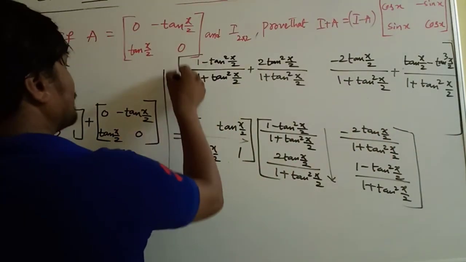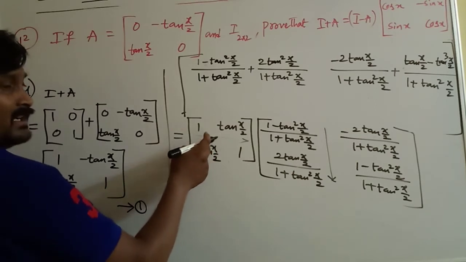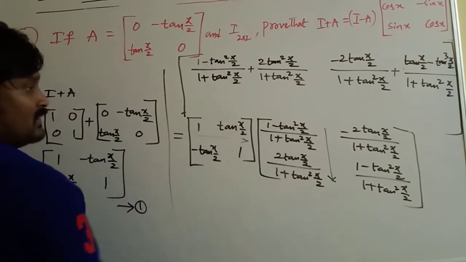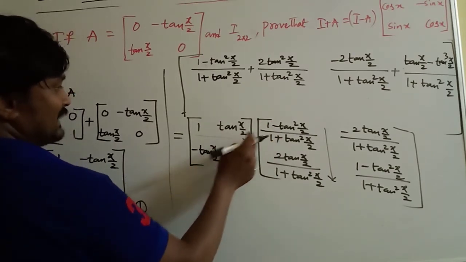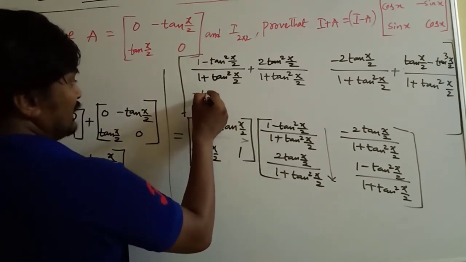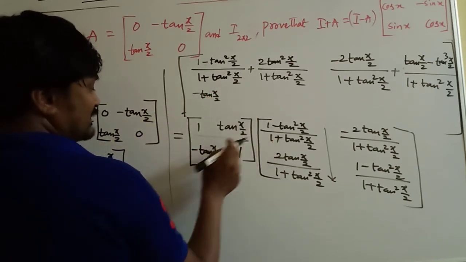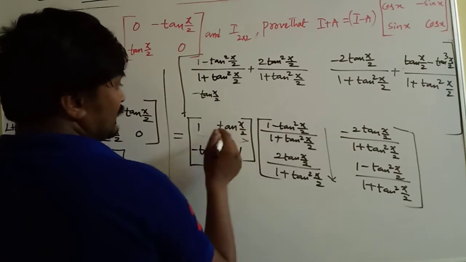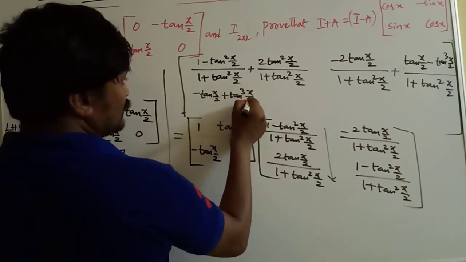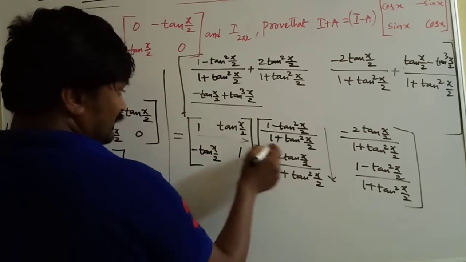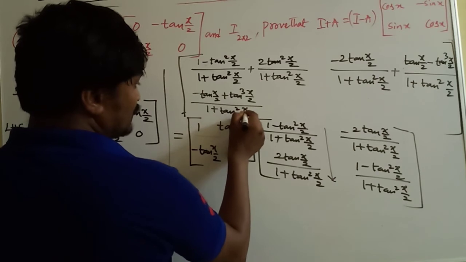So only this first and second element completed. Now second means your second one and first. So when you multiply with this, minus tan x into minus tan x into (1 minus tan x upon 2). Next, minus into minus plus tan x upon 2 into tan square x upon 2, means plus tan cube x upon 2, upon 1 plus tan square x upon 2.